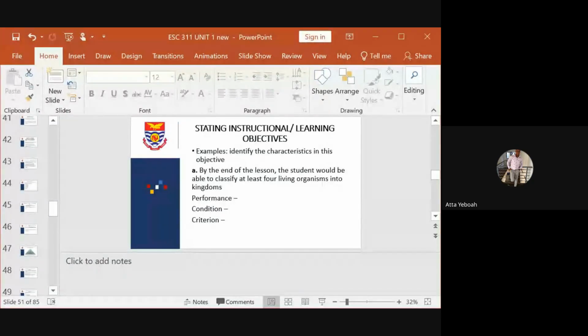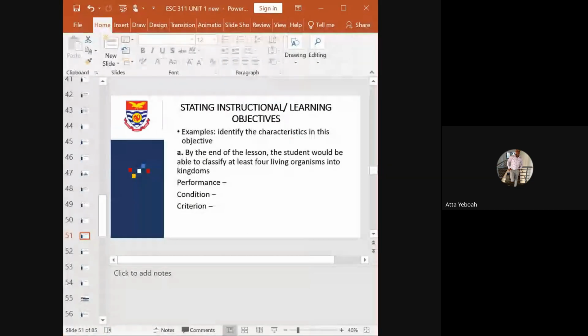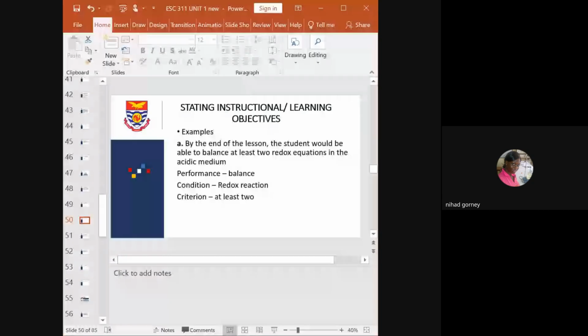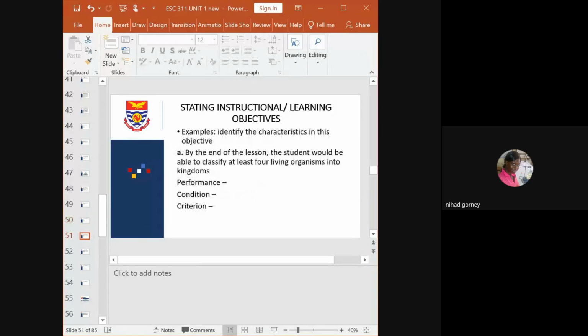Okay, so with this, classify is the performance. The classification is the performance. Then at least four living organisms is the criteria. Then the kingdoms becomes the condition. I think you should look at it again. Performance is correct, but within condition and criteria, let's go back there again. The condition has to do with maybe the content area you're talking about. And the criteria means at most or at least what, which number will show. They say at least four. So that is the criteria.